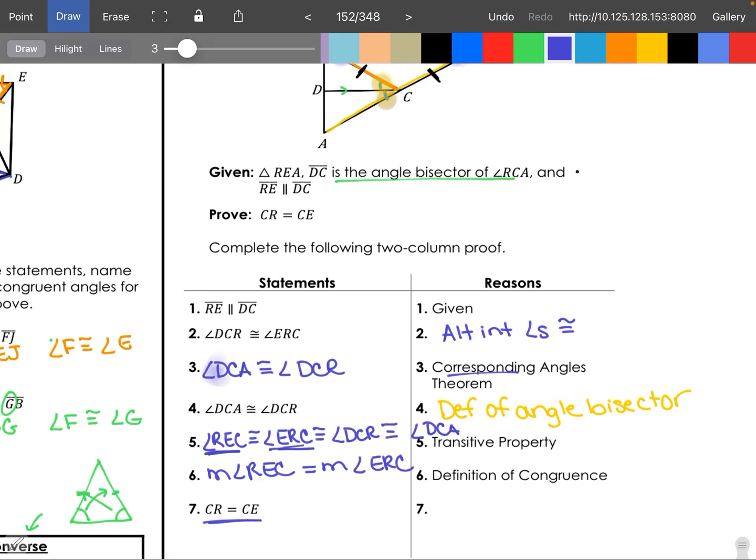And what does the definition of congruence mean? That those measures are going to be equal to each other if they're congruent. All right. Then the last step is that I know that CR is equal to CE, because if the angles are congruent to each other, then based off of the converse of base angle theorem, those sides are going to be equal to each other.